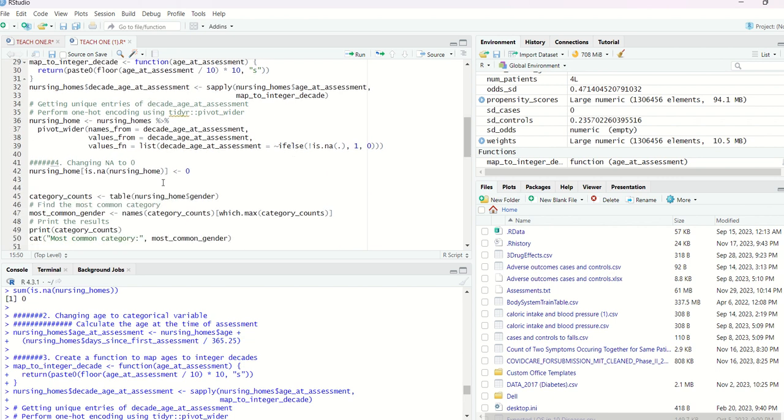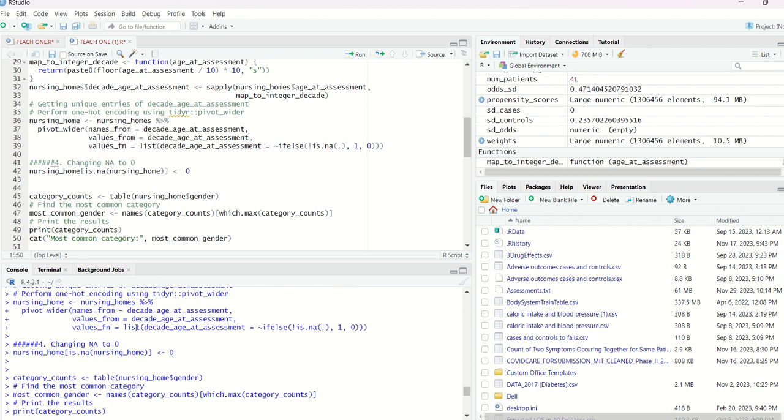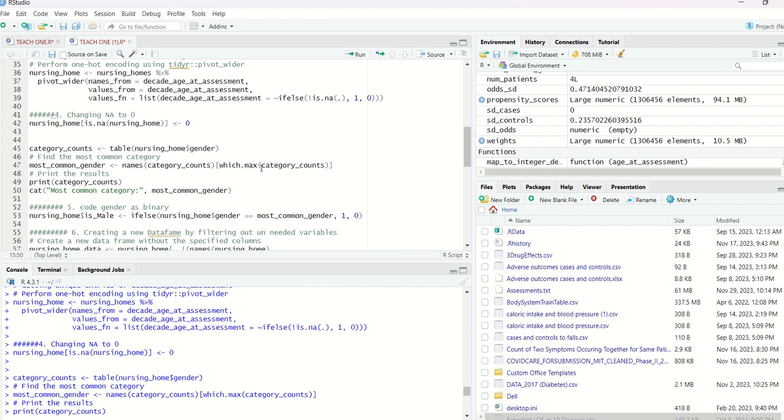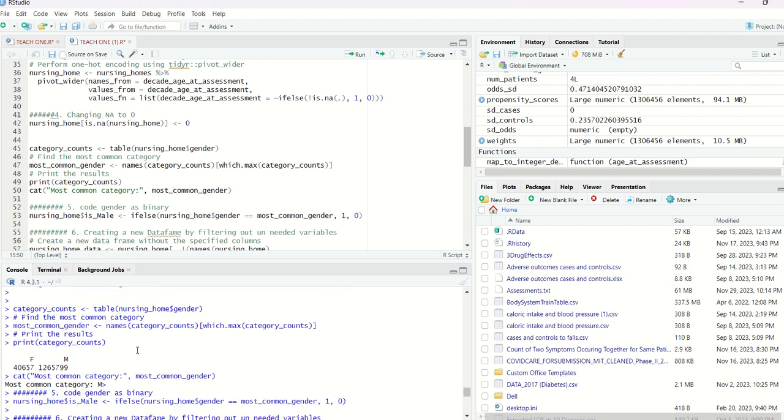The fourth step: missing values in the gender column of the nursing home data are replaced with 0. Subsequently, a frequency table is generated to count the occurrences of each gender in the dataset. In the dataset, the most common gender is identified. As you can see, the male number is more than the female number. The most common category is male.